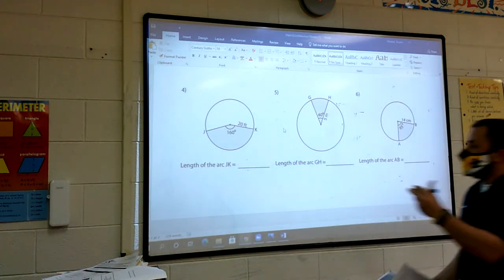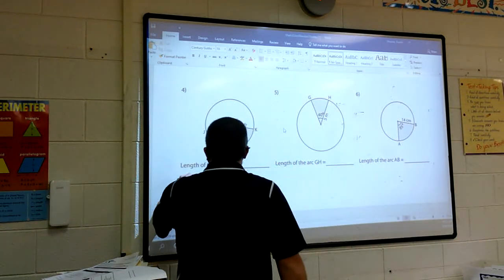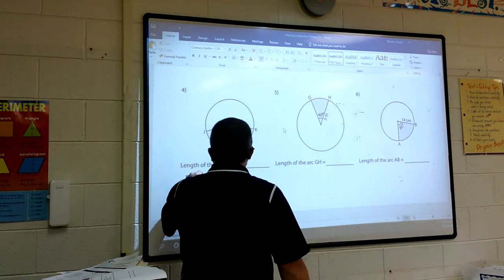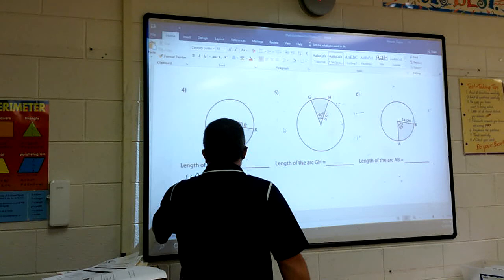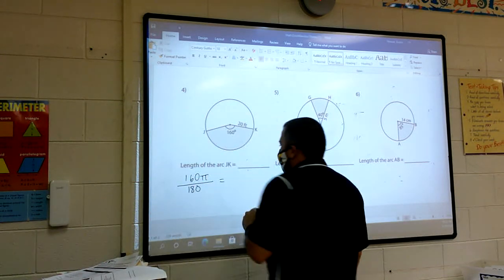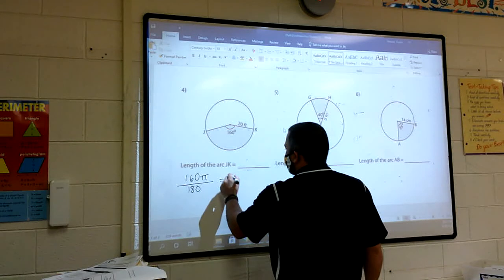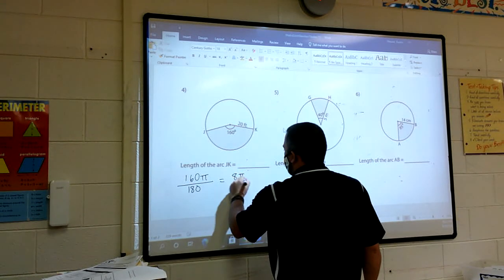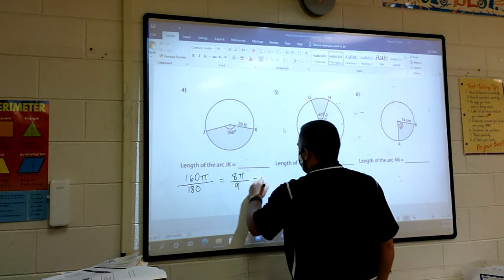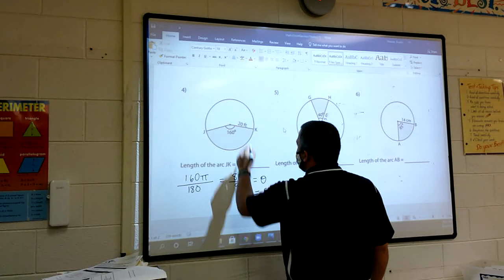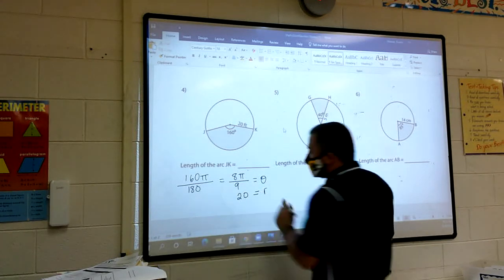So in the first one, 160 times pi over 180. So 160 over 180 is what as a fraction? How can you reduce that? Yep, 8 over 9. So 8 pi over 9 is our angle. And we already know our radius is 20. So we have our angle and our radius.